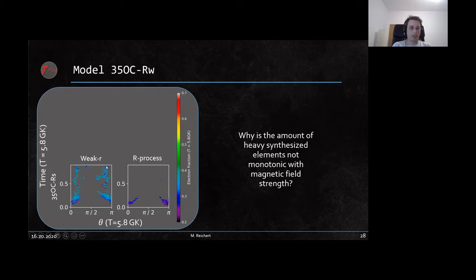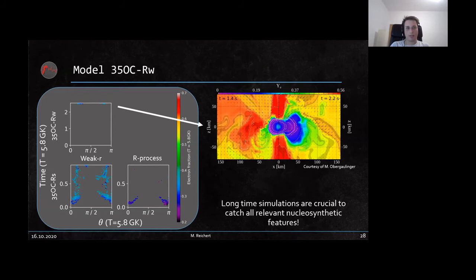On the other hand, when we look at the model with the weak magnetic field, we see a different picture. So all the material that synthesizes the second R process peak is ejected right at the end of the simulation, so right before the simulation stops. And this can be explained by looking at the center of the star, basically.